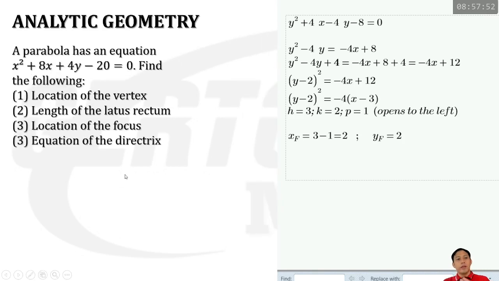Include natin yan sa question. So, ito. Locate the vertex, length of the latus rectum, location of the focus, and also the equation of the directrix. I'm gonna give you like about 2 minutes or 3 now to solve this. Go. I want you to simplify and write it in its standard form, no? Please, I'm not gonna do that anymore, no? Dapat kayo magbigay sa akin ano yung standard form yan after completing the square, no? Sige lang, everyone.